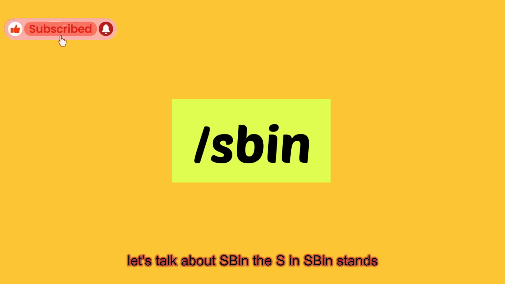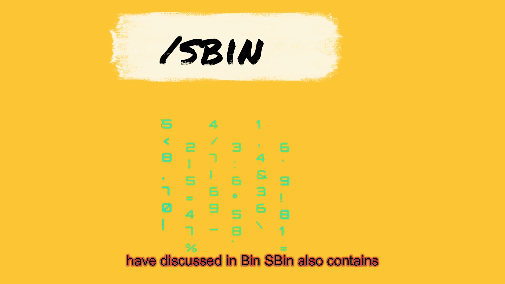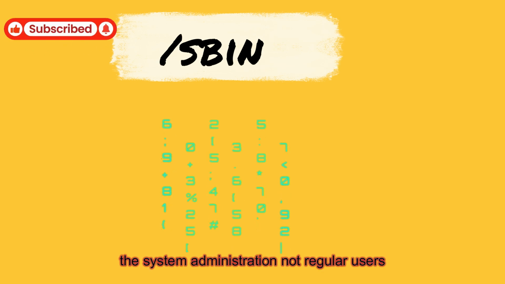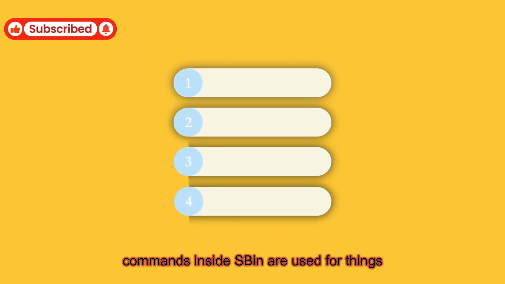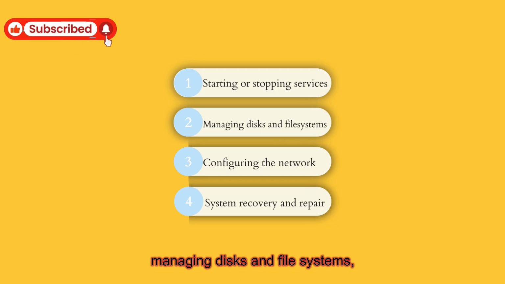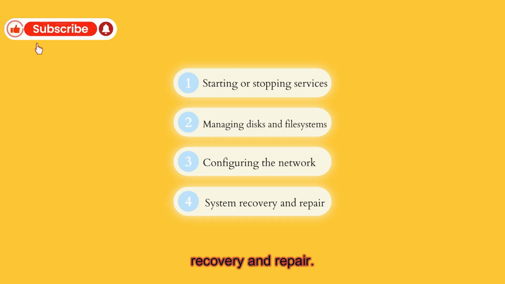Now let's talk about sbin. The S in sbin stands for system or superuser binary. Just as we have discussed in bin, sbin also contains binaries. But these binaries are meant for system administration, not regular users. Commands inside sbin are used for things like starting or stopping services, managing disks and file systems, configuring the network, and system recovery and repair.